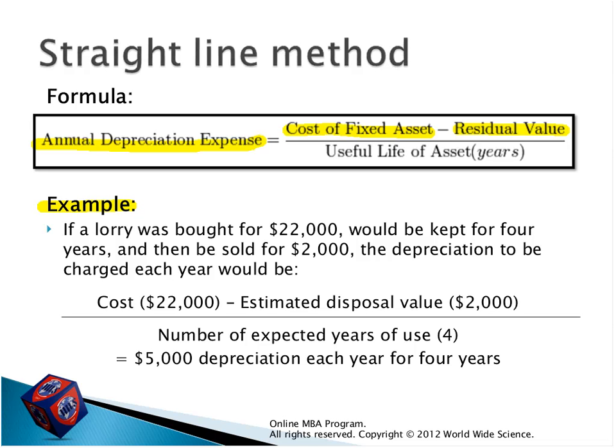To find the depreciation cost of this asset, we use the formula based on the straight line method. We take our original cost, which is 22,000, minus the disposal value, or scrap value, 2,000, and divide by 4, which is the 4 years of useful life in our company. It does not mean this is the whole useful life of this car. We are going to keep this car 4 years in our company, use it 4 years only.